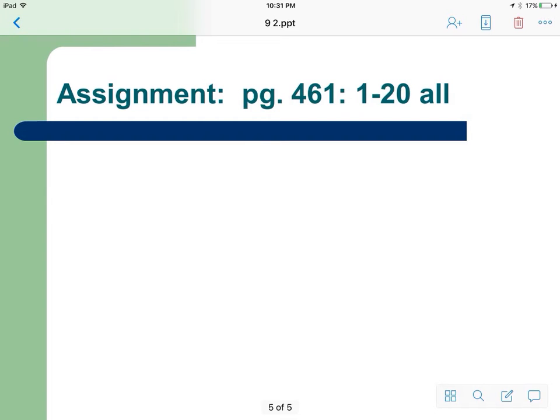Here's your assignment for tomorrow. Page 461, numbers 1 through 20 all. Please do your work carefully. Write out the equations. Show the steps that you use to solve for x, and go back through this video if necessary.